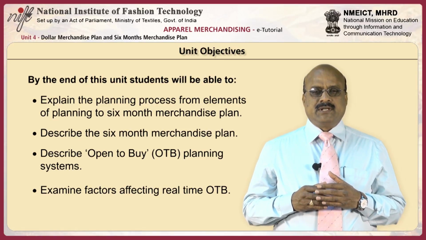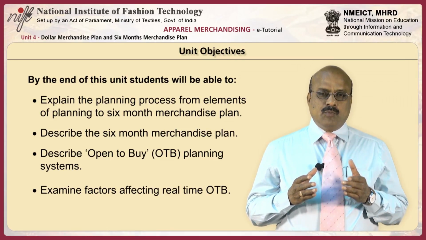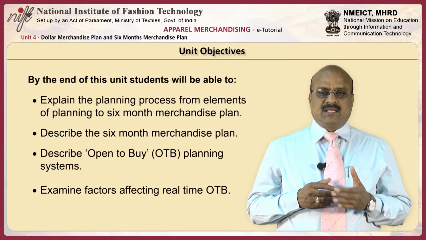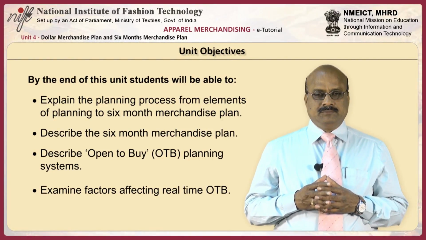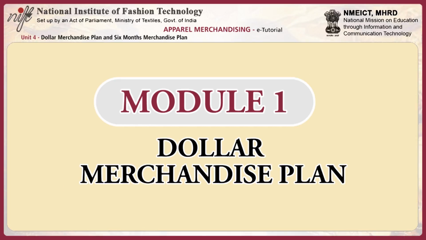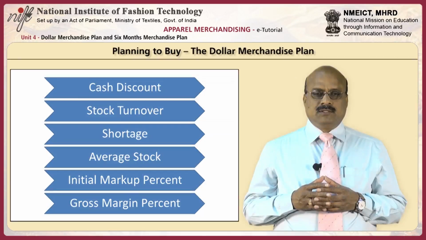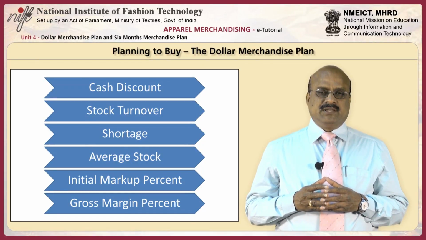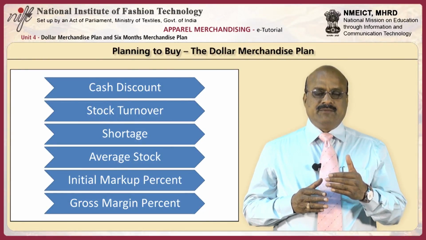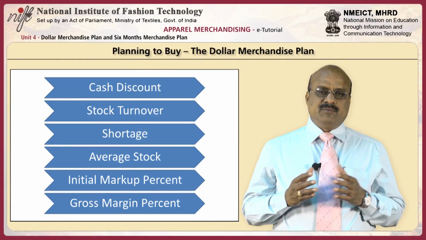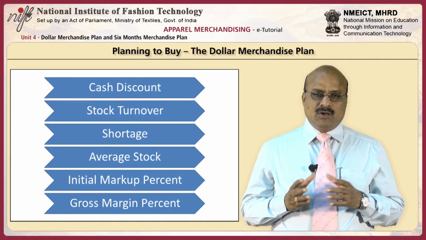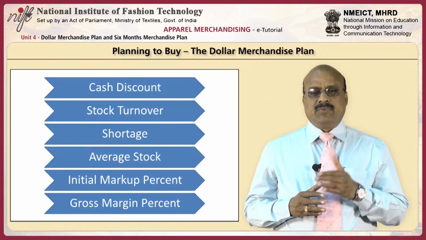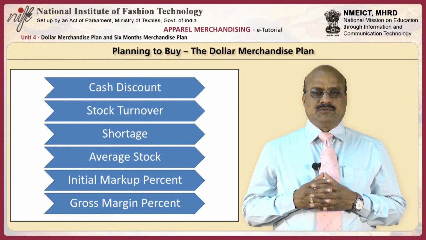Understand the 6-month merchandise plan. Understand open to buy (OTB) planning systems. Examine factors affecting real-time OTB. This module outlines the dollar merchandise plan. The dollar merchandise plan is a guide for a futuristic period and includes monetary values only. It does not describe units, assortments or quantities of the merchandise. It balances planned sales and planned stocks in monetary values.